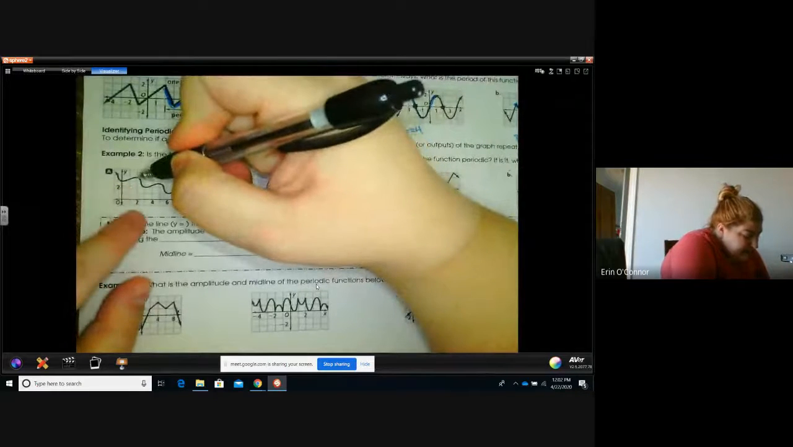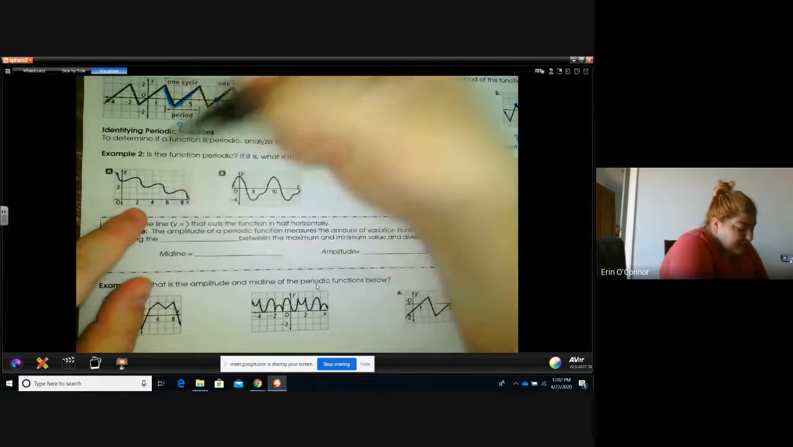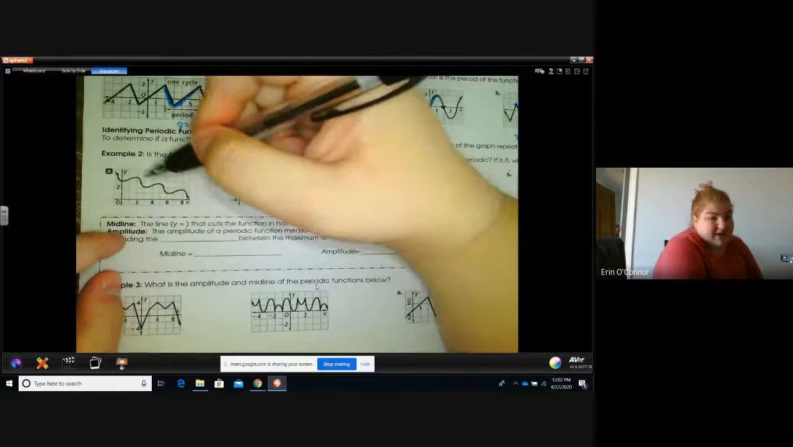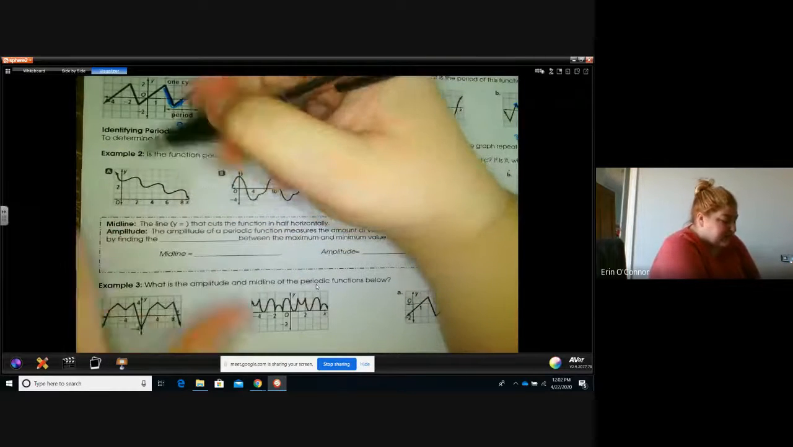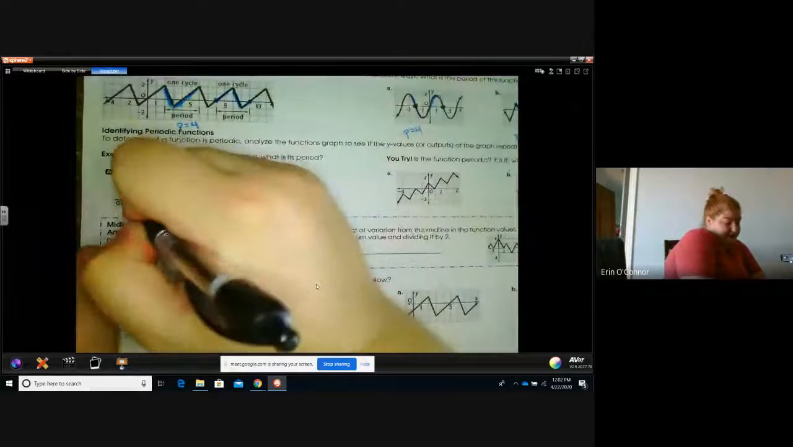This y right here is at like 3.5. This y right here is at like 2.5. Even though it is going in a pattern, the y values don't repeat. It has to go horizontally across. Since this is going diagonally down, it's not periodic.